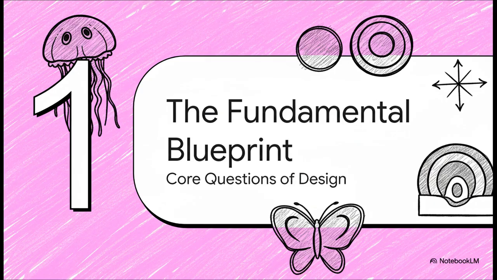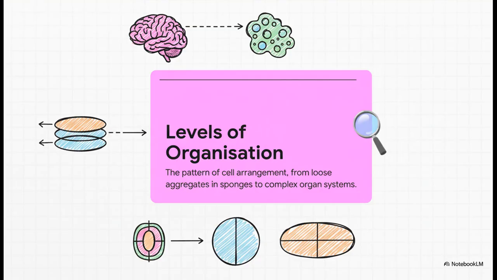Instead of getting bogged down in the tiny details of every single animal, biologists start by asking a few really big, fundamental questions. They look for a core blueprint, a set of architectural rules that tells them about an animal's basic body plan. The very first question is all about complexity.